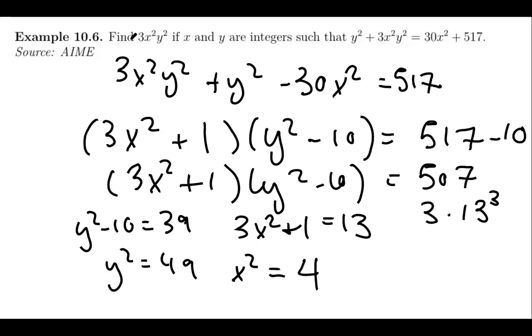And overall, we're trying to find 3x squared times y squared. So that will be 4 times 49 times 3, which should come out to be 588, I think. Someone can double check that. Yeah. So this is one example of Simon's favorite factoring trick.